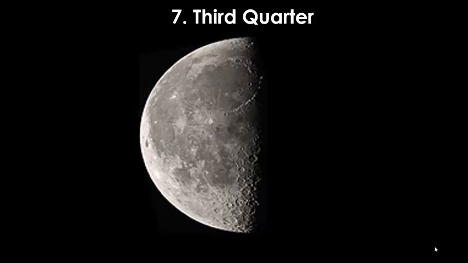The moon is now 3/4 of the way through its journey. This is the third quarter phase. This is also sometimes referred to as the last quarter. The moon in this phase appears to be half lit.